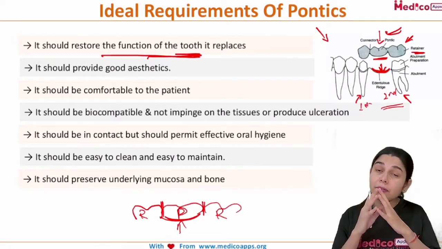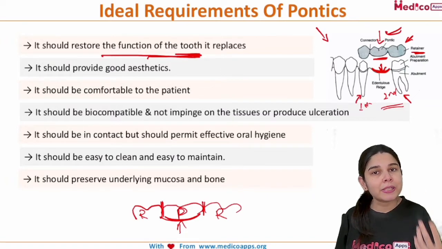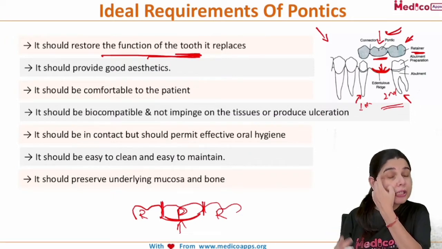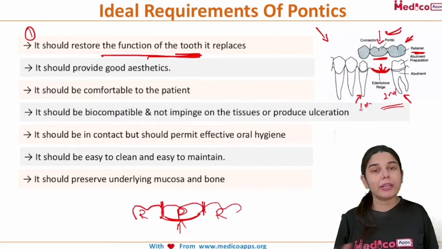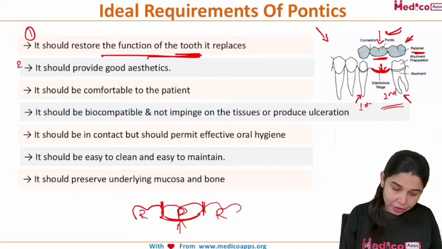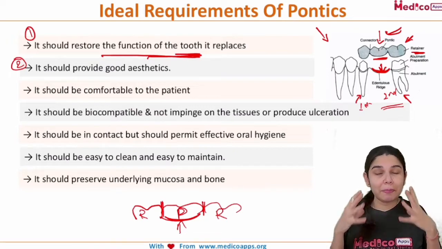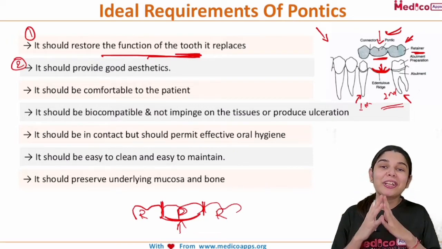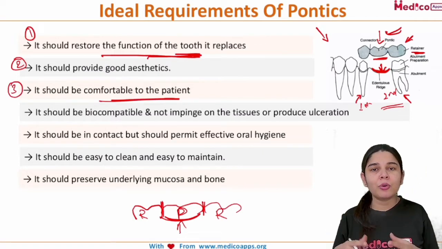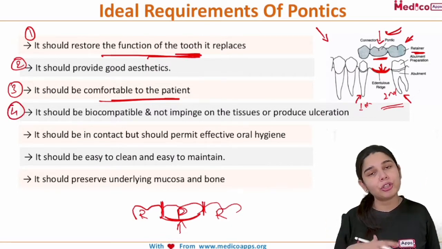So the first ideal requirement is that it should replace the missing area and also restore the function of the tooth being replaced. The second ideal requirement is that it should provide good aesthetics to the patient. It should not look aesthetically bad, so that the patient is happy with your prosthesis. The third is that it should be comfortable to the patient. It should not impinge on the oral mucosa of the patient. The fourth ideal requirement is that it should be biocompatible.